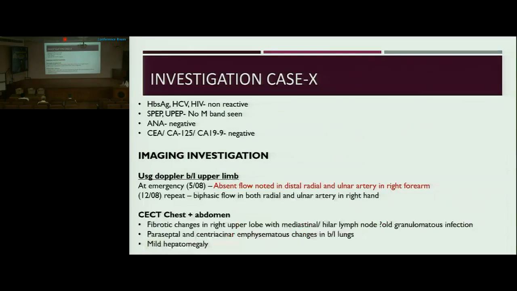On imaging investigation, the USG Doppler at presentation shows absent flow noted in the distal arteries, the radial and ulnar arteries of the right forearm. The repeat scan on the 12th shows biphasic flow. CT chest and abdomen shows mild hepatomegaly.